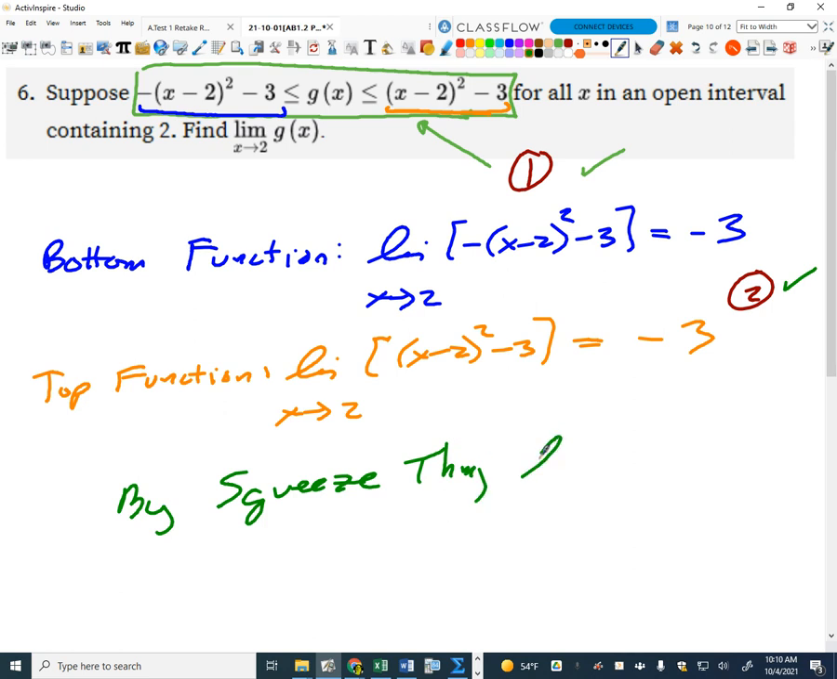By the Squeeze theorem, the limit of g of x as x approaches 2 is -3. That's pretty cool. Okay, so that's mainly how you use these.